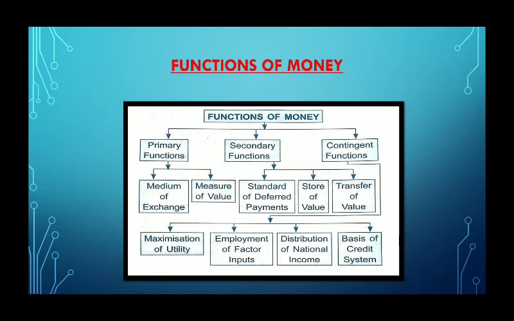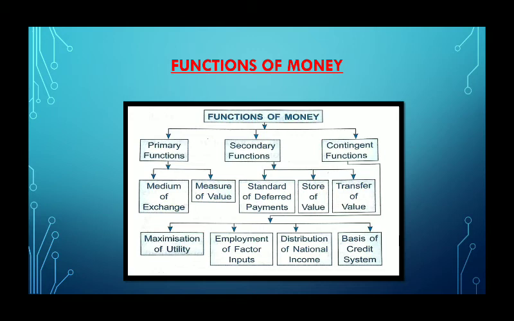They make their own decisions according to this money, and that function of money is called contingent functions of money. So let's start the discussion of each one. Contingent functions will also be discussed, and three are more important: maximization of utility, employment of factor inputs, and basis of criticism. These three are more important. The fourth one you can do or you can exclude as well, no problem.